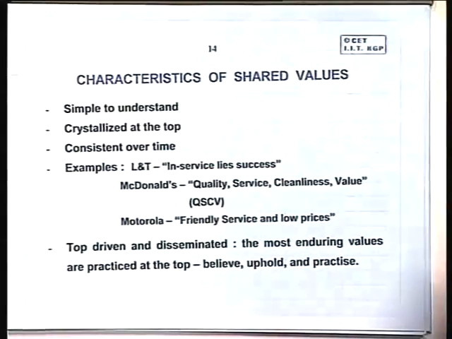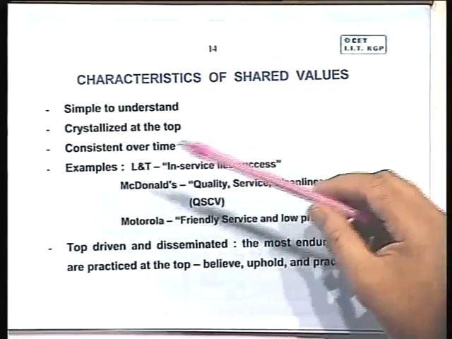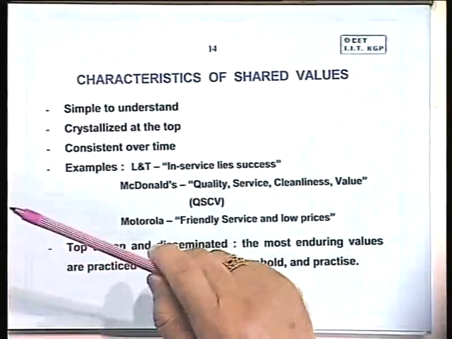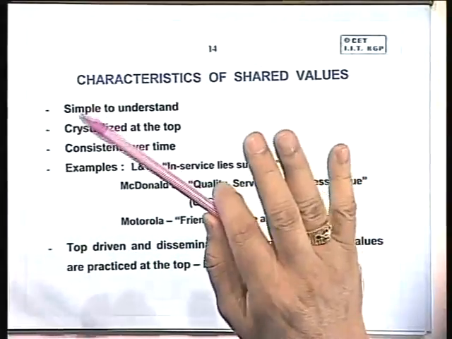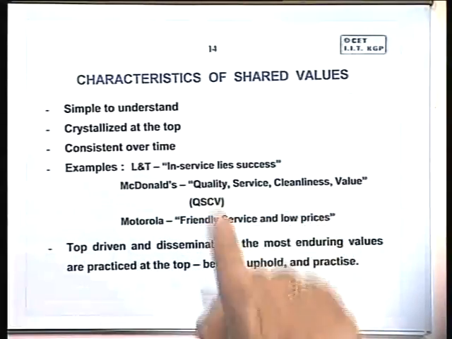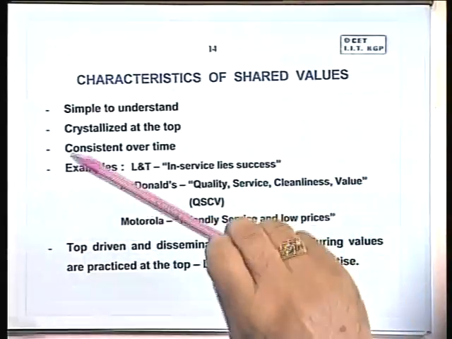Consistent over time. Examples: L&T is simple. In service lies success. This is the value. McDonald's: quality, service, cleanliness and value. So if you have McDonald's anywhere in the world, you see the big M sign, you know there is a shared value across continents. Whoever may be the franchisee, he has to abide by this: quality, service, cleanliness and value. Motorola: friendly service and low prices. Even if they can charge higher and you are willing to pay higher, their shared value says don't charge higher. Keep your legitimate margin but charge low.